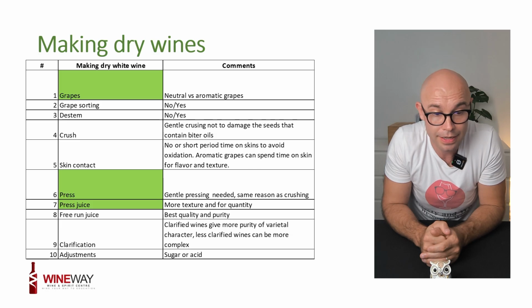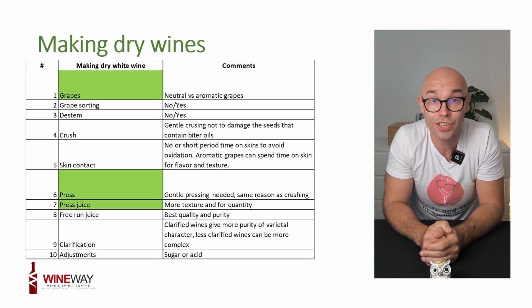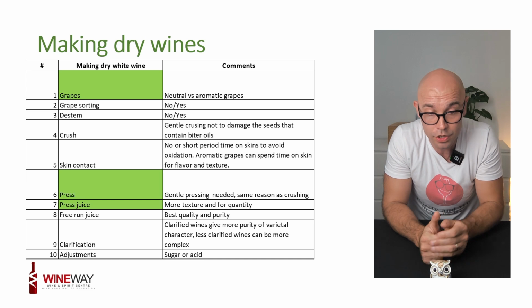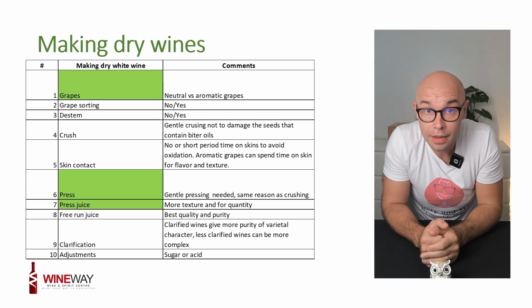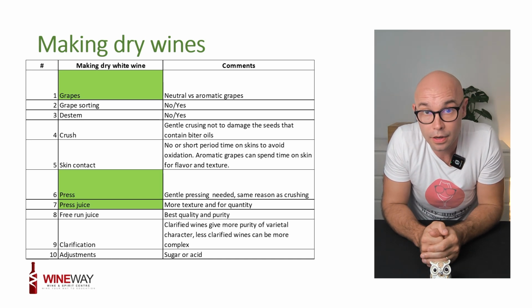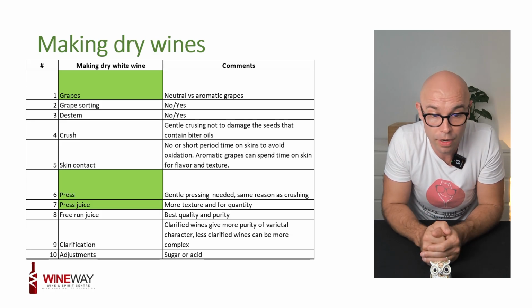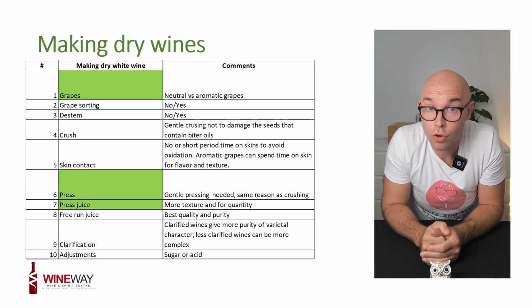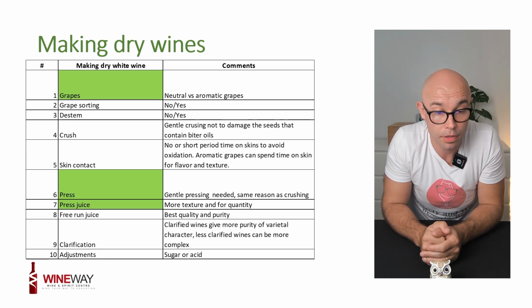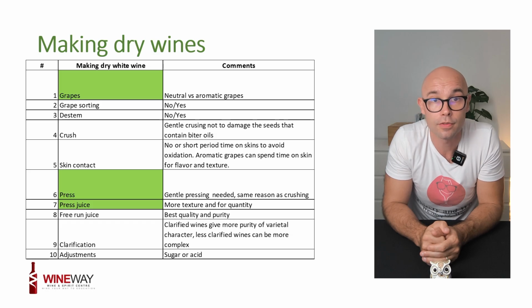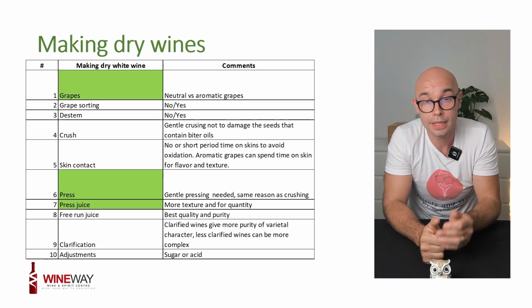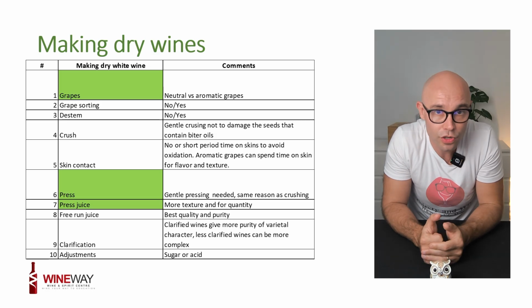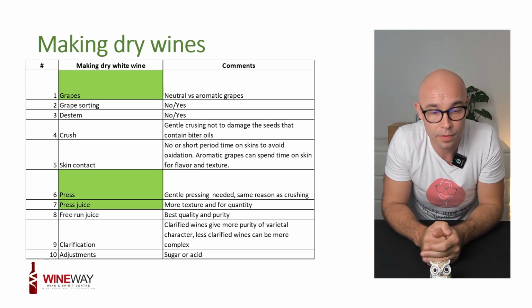Clarification can be done before the fermentation, and it is an important step between neutral and aromatic grape varieties. Clarified wines give more purity of varietal character, so for aromatic grapes. Less clarified wines can have more complexity, so something like Chardonnay and Pinot Grigio. Adjustments for sugar or acidity are usually done for inexpensive wines.